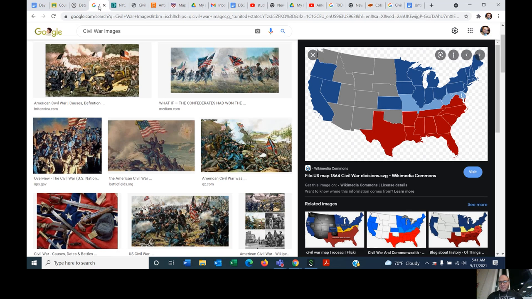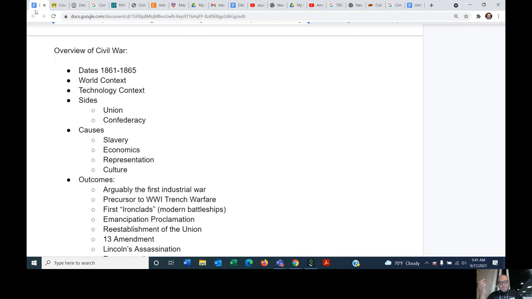Again, the Civil War has two sides. It has the Union and it has the Confederacy. And these two sides are incredibly different. The Union is often called the North, and they were generally anti-slavery, and they were far more industrial.